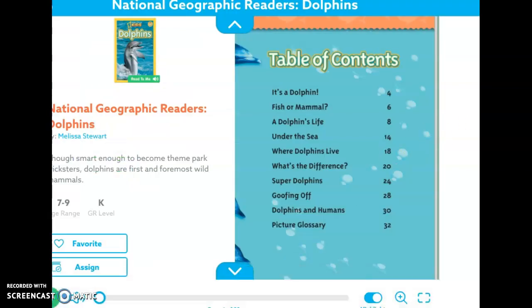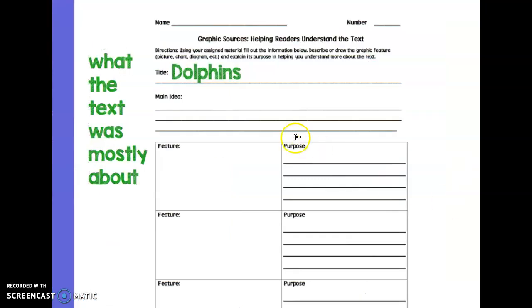Right away, I can see there's a text feature. It's even labeled Table of Contents. If you remember from earlier, a table of contents tells me about all the sections I will read about and what page they will be on. So I can go ahead and write about that on my worksheet.